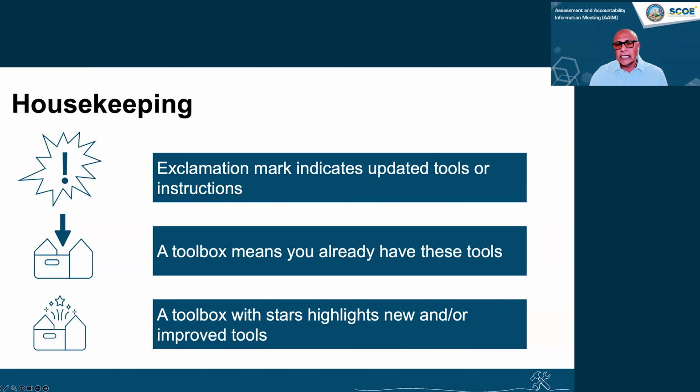As we move through the slides, keep an eye on the icons. As you can see here, there's 3 of them. The exclamation mark indicates updated resources, tools, guidance, or instructions. The next one is an empty toolbox with the arrow pointing down to it. That indicates the tools and resources you already have. And then the toolbox with stars bursting out of it, if you will, these are new tools being introduced this year. So keep an eye on those particular slides that have those icons. That's where you want to pay extra attention.